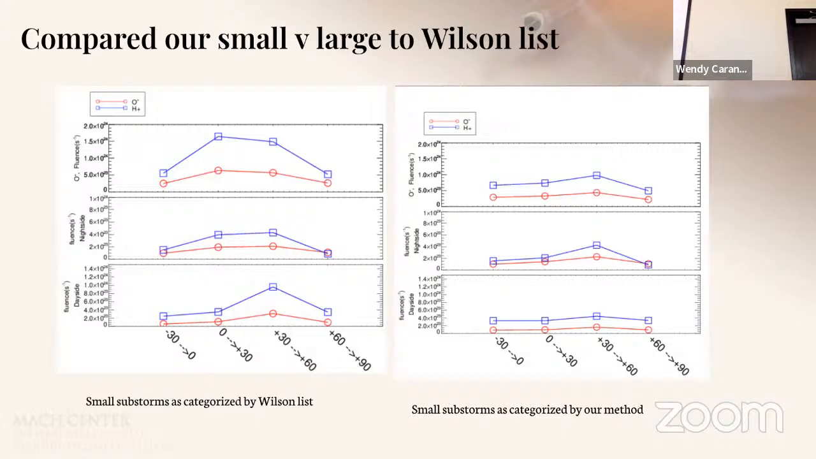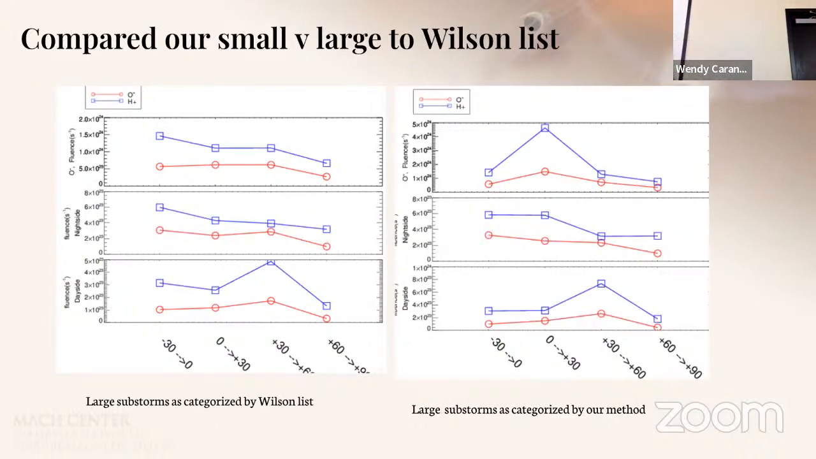So this first set of plots you see here, we've seen it before. These are the outflow results for the Wilson study. Right next to that are the small substorms as categorized by our method using the Kp index. As you can see, our plots, especially in the top panel again, don't look all that similar, and overall we found a much lower ion outflow in our results.